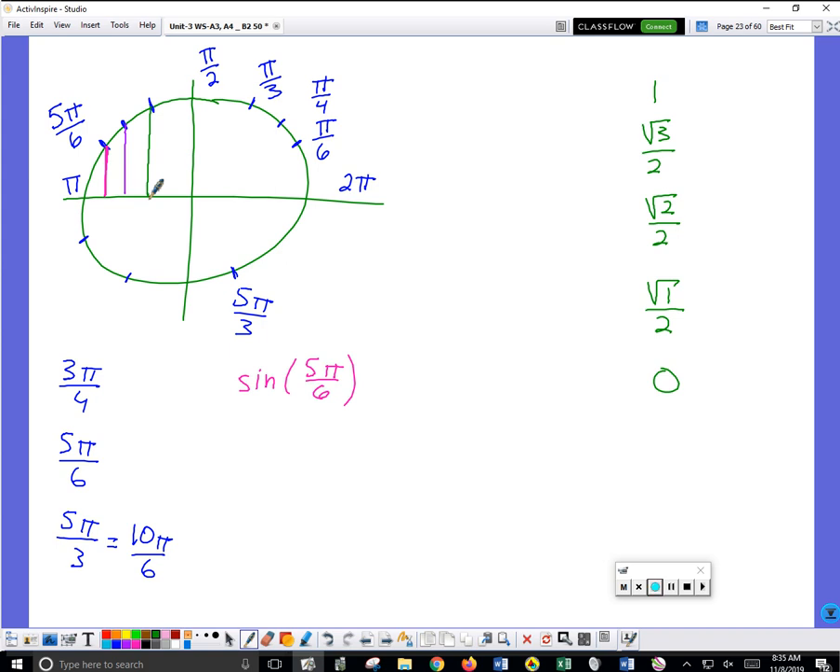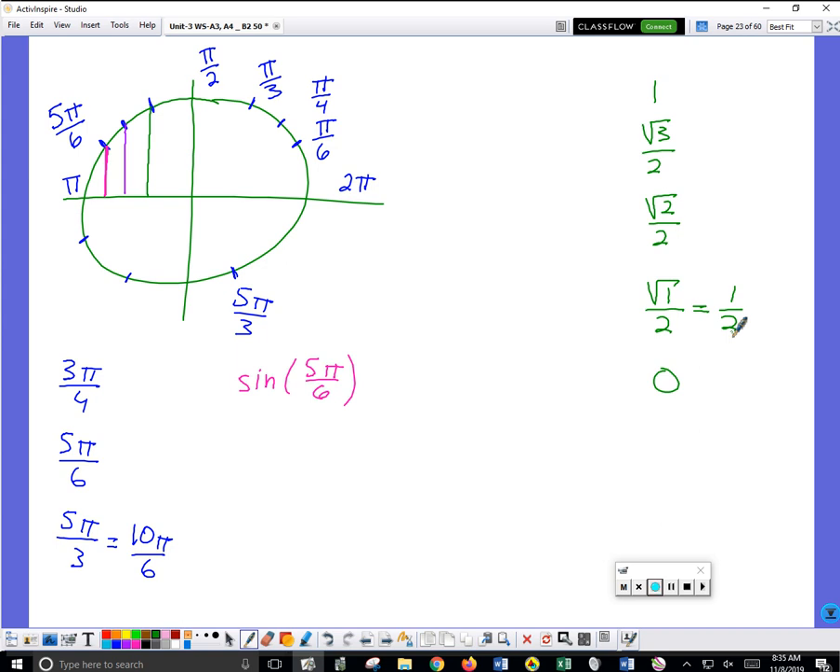Look at the numbers. Look at the numbers. The green line is root 3 over 2 long. The purple line is root 2 over 2 long. The pink line is just 1/2. It is way easier. Okay? I promise, it's way easy. Just look at the picture. Don't think, just look at the picture.